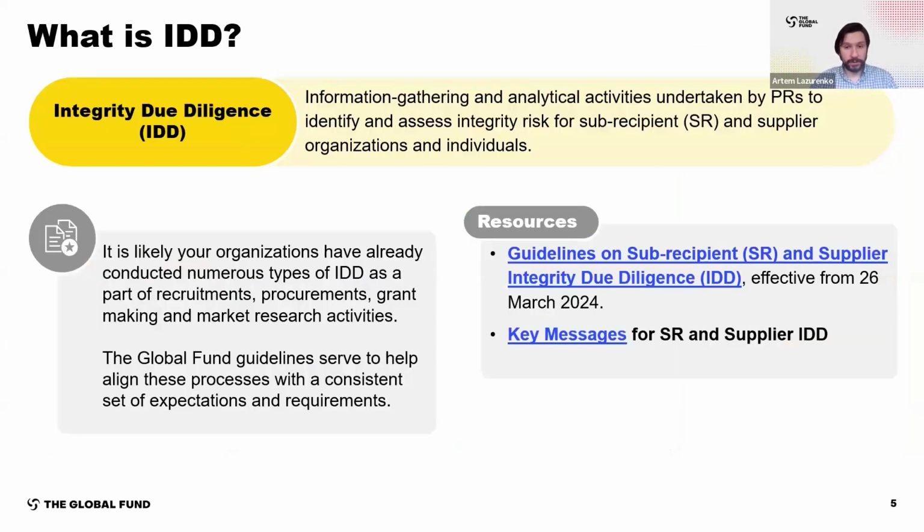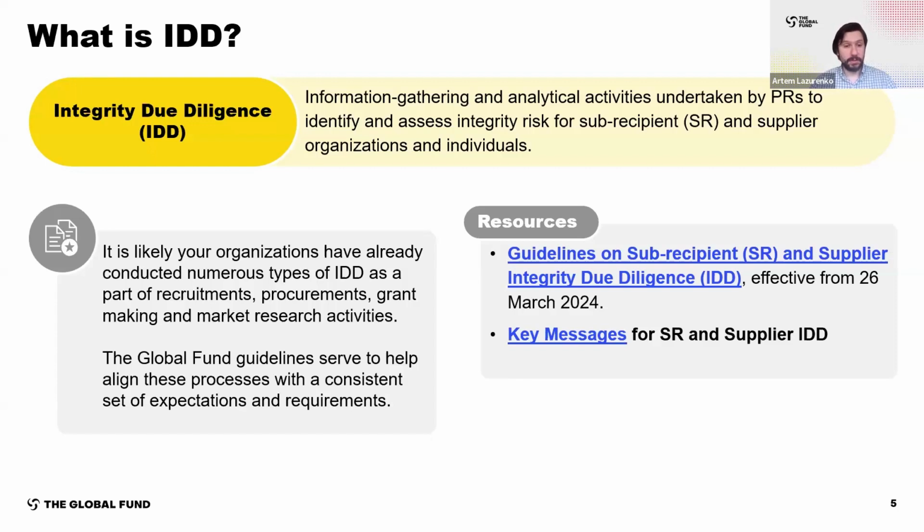So, what is integrity due diligence? Very simply and broadly, it is any kind of information gathering and analytical activities undertaken by principal recipients to identify and assess integrity risk. And this is integrity risk with regard to sub-recipients and supply organizations and individuals. Now, integrity due diligence can be broadly understood to happen in various kinds of contexts, but this morning we're specifically talking about principal recipients, and the subjects of integrity due diligence that we are looking at are sub-recipients and suppliers, whether these are organizations or individuals.